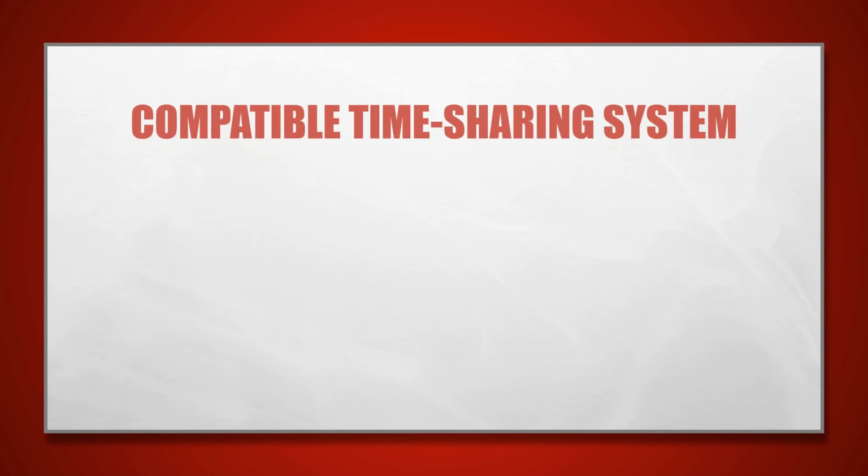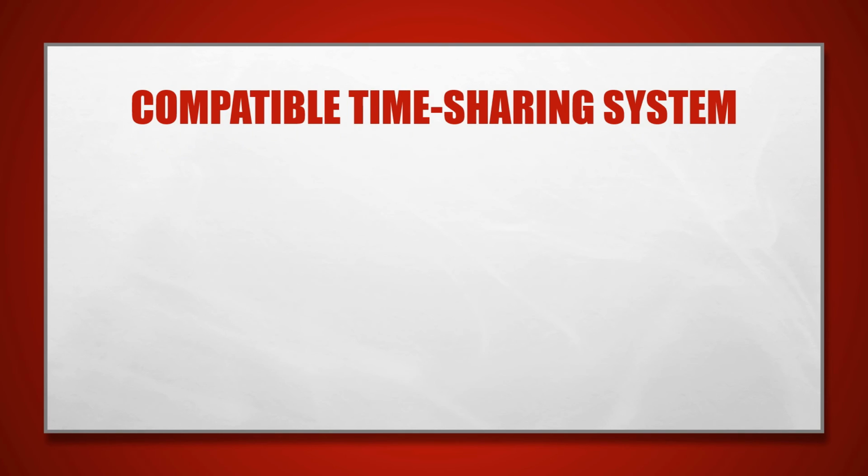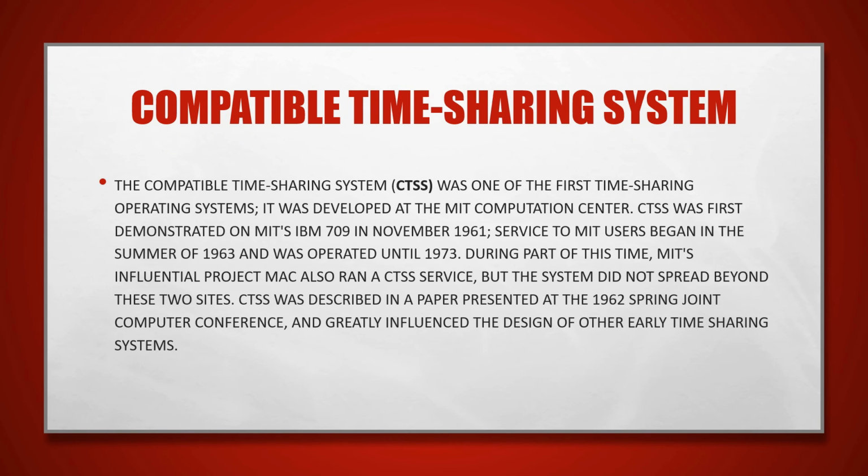And then next is the Compatible Time-Sharing System. The Compatible Time-Sharing System, CTSS, was one of the first time-sharing operating systems. It was developed at the MIT Computation Center. Service to MIT users began in the summer of 1963 and was operated until 1973. During part of this time, MIT's influential Project MAC ran a CTSS service, but the system did not spread beyond these two sites. CTSS was described in a paper presented at the 1962 Spring Joint Computer Conference and greatly influenced the design of other early time-sharing systems.